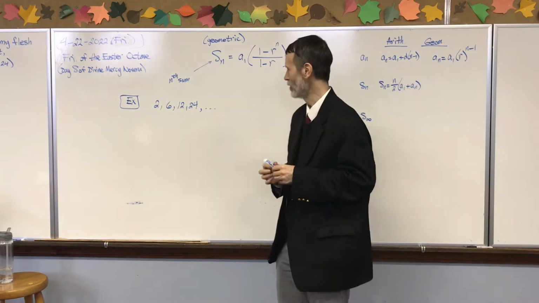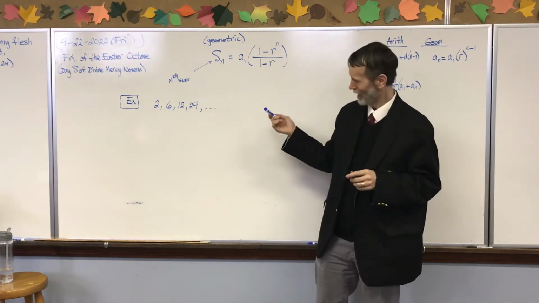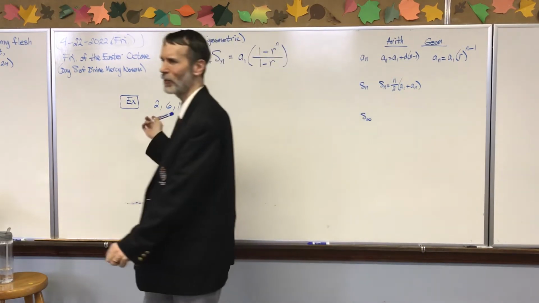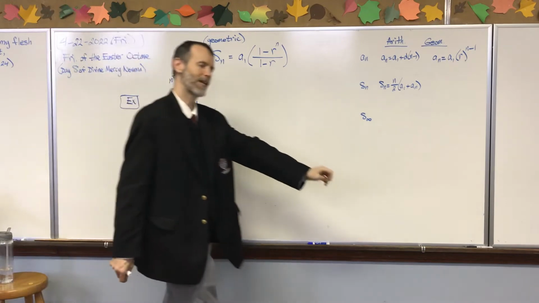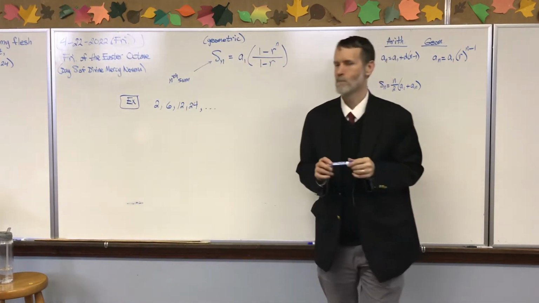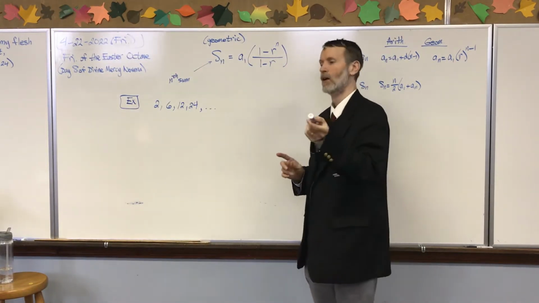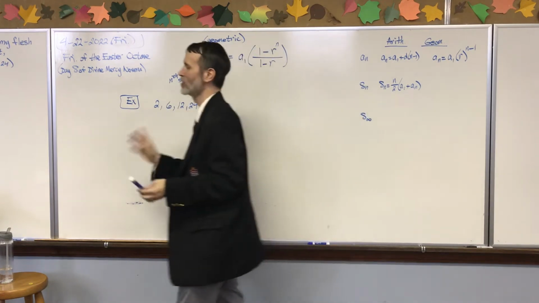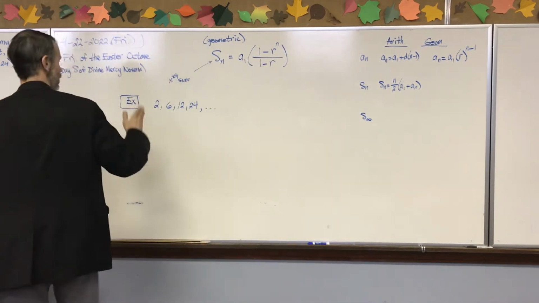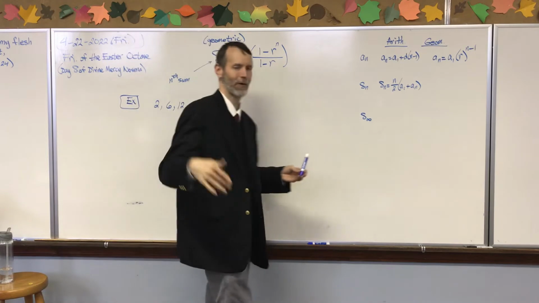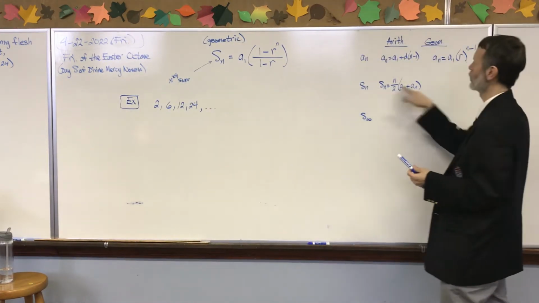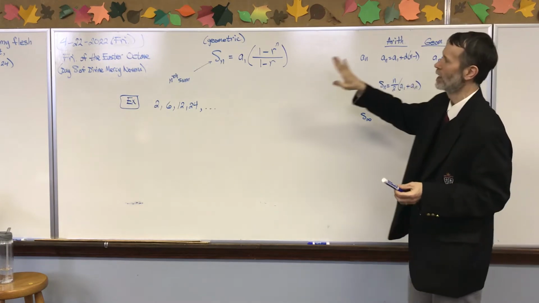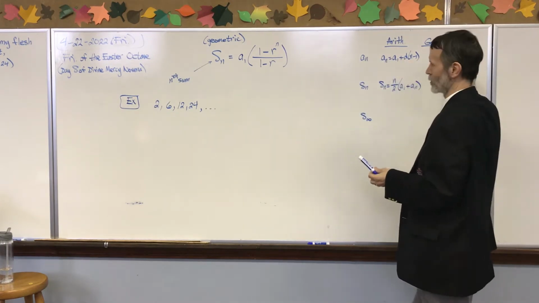So first things first. Is this, first of all, a sequence or is it a series? Brendan? It is a sequence. How do you know? Because it's not adding, it's just a list of numbers. Right, just a list of numbers with commas, it's not adding. If it were 2 plus 6 plus 12 plus 24 plus blah, blah, blah, that would be a series. So a series is when you do a sum. A sequence is when you do individual terms.